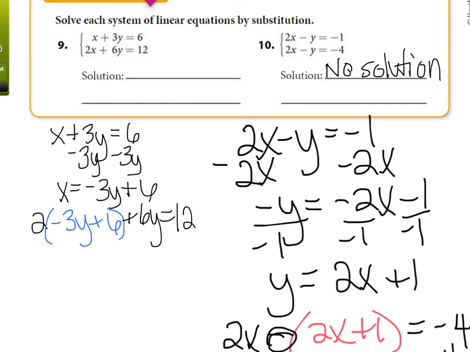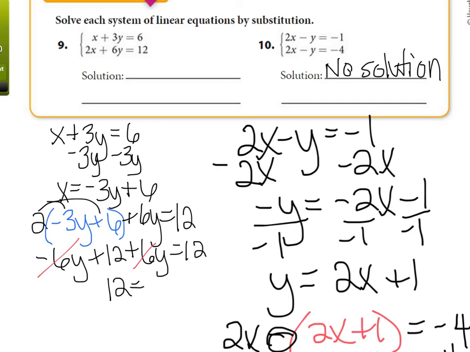So now for this one, you should have distributed that 2. So it's negative 6y plus 12 plus 6y equals 12. Well, negative 6y and a positive 6y are going to cancel. So we're left with 12 equals 12. This time, hopefully you notice that that's a true statement. So since the variables cancel and we're left with a true statement, that means your solution is infinitely many.